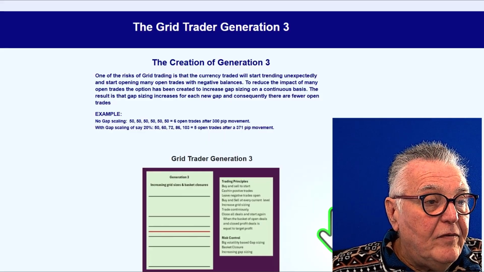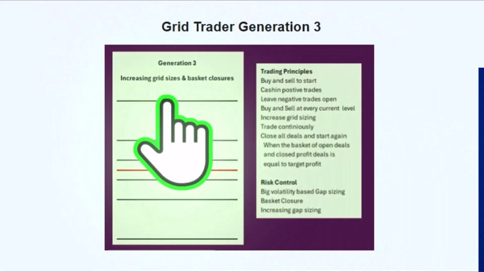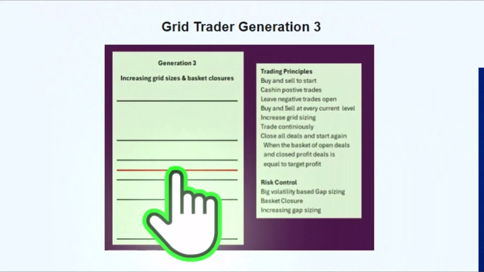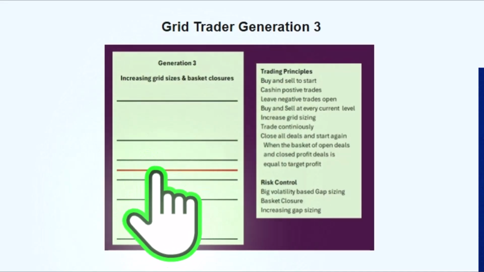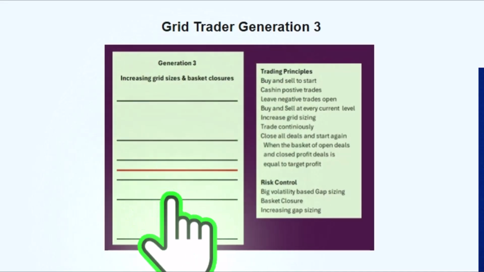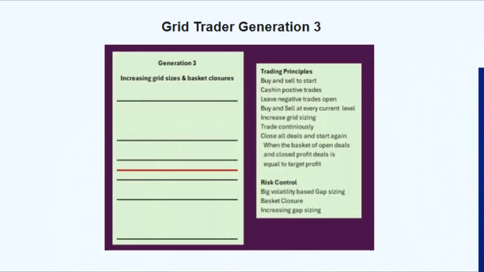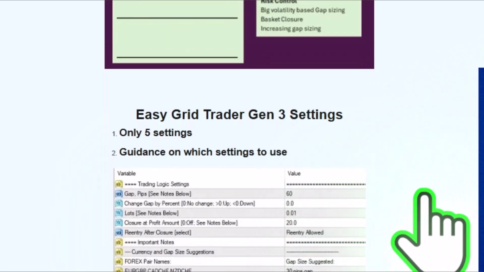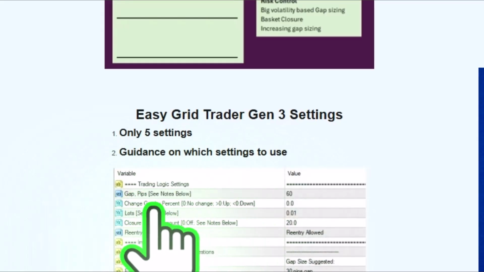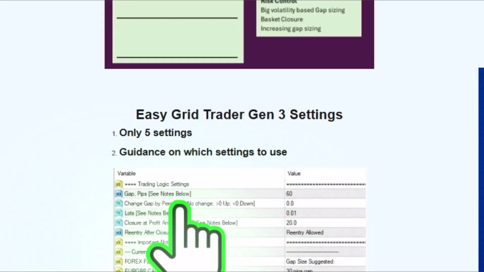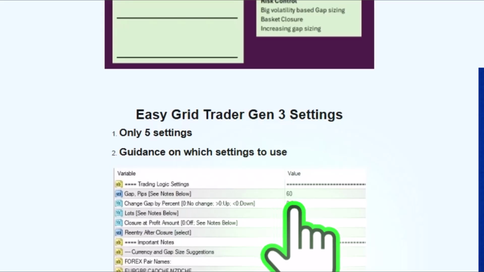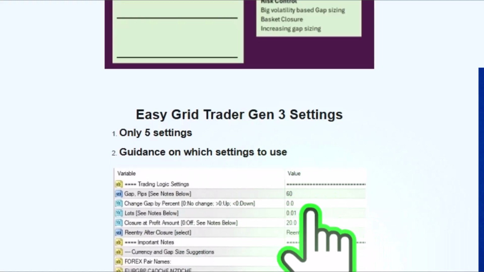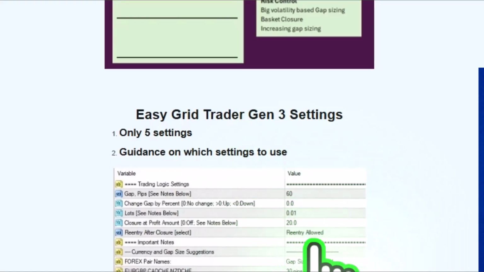And this little chart here shows you how it works, downwards and upwards, and reduces the number of open trades. So that's generation 3, and essentially the settings have changed here, where you say change the gap by a percentage. Now there's 0 in there now, but you would most probably put in 20%, and that 60 would become 72, and the 72 would become 80 something, and so on. So it will increase as the price is moving away from your starting point.